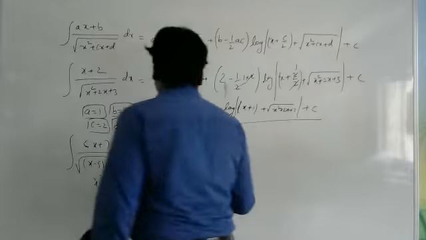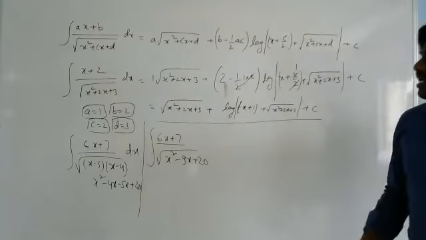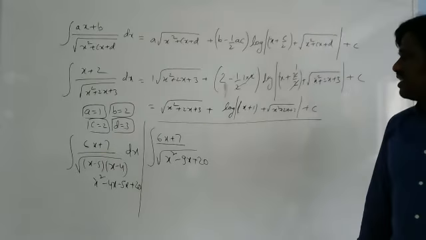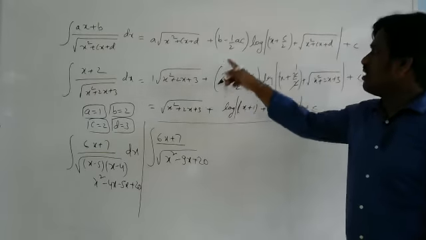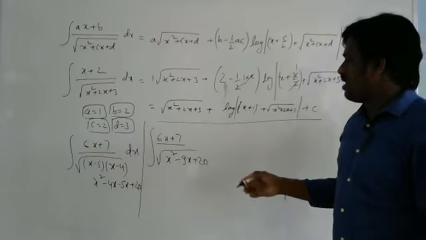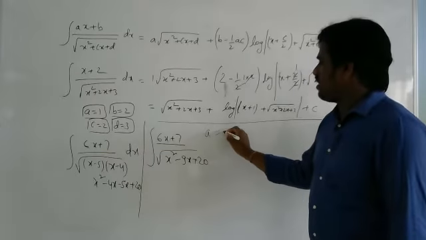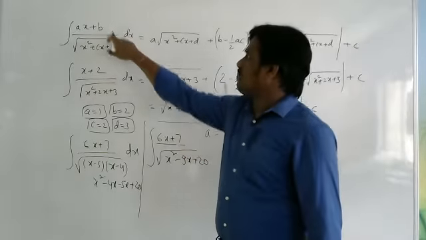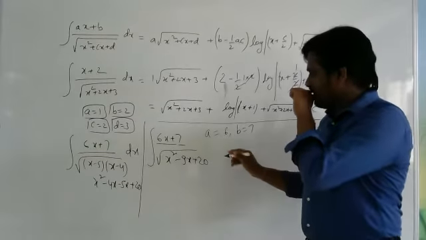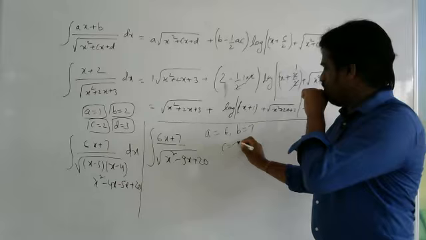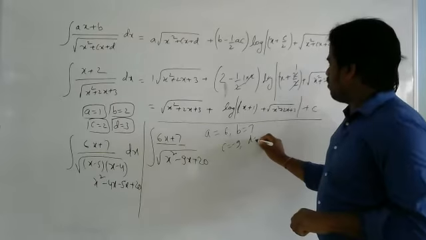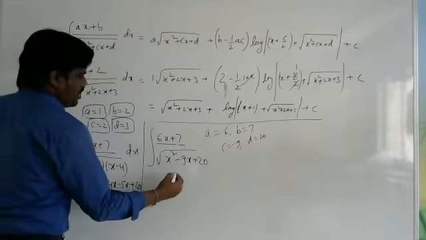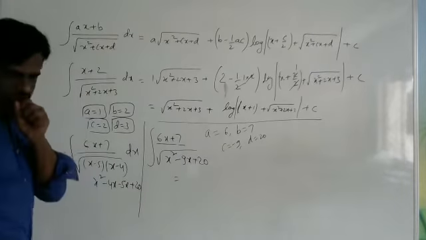Now these both are the same model. If these both are the same, (ax + b) upon the square root of (x² + cx + d), you have the shortcut formula. So what is the value of a here? a is equal to 6, b is equal to 7. Compare: a = 6, b = 7, c = −9, d = 20. Substitute here.